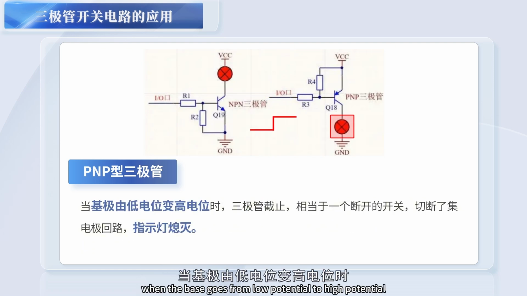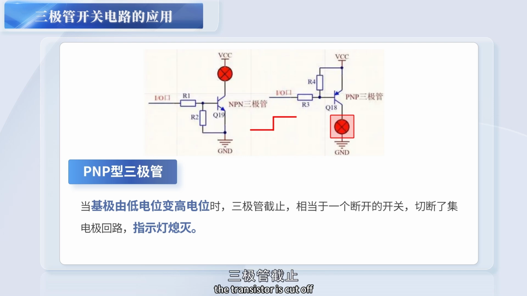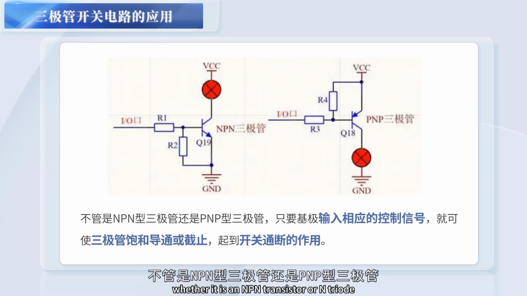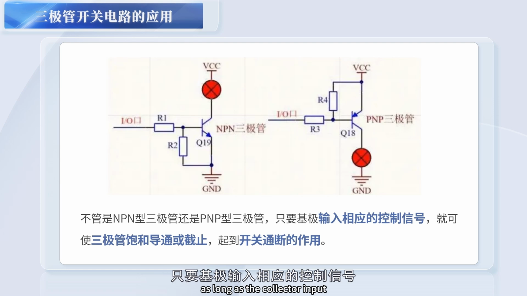When the base goes from low potential to high potential, the transistor is cut off. It is equivalent to a disconnected switch cutting off the collector circuit. The indicator light goes out. From this example, we can see that whether it is an NPN transistor or a PNP triode, as long as the base is given the corresponding control signal, the triode can be saturated or cut off. It can act as a switch.